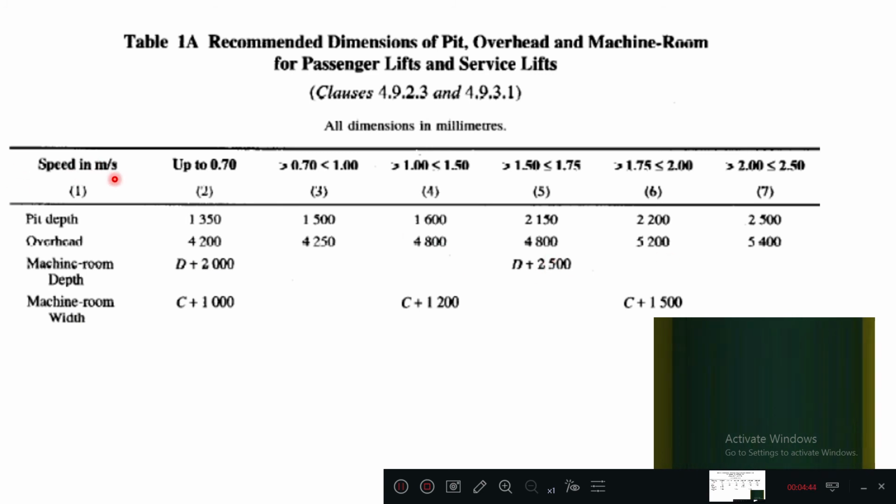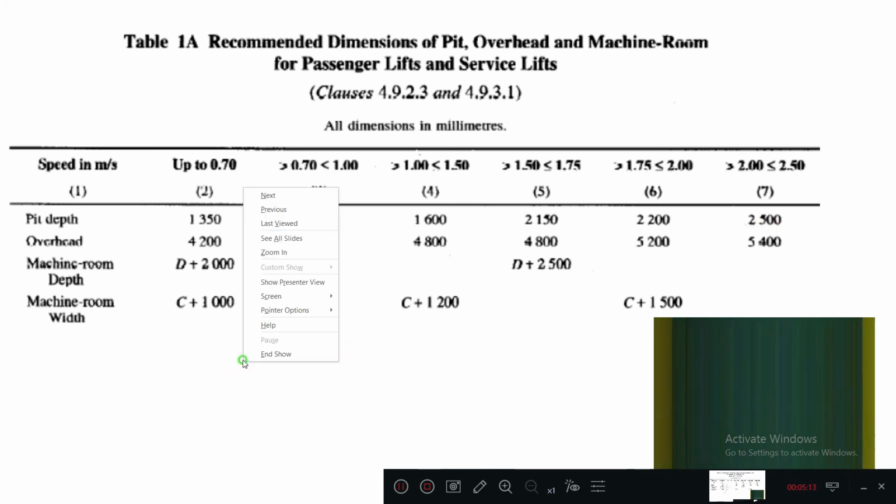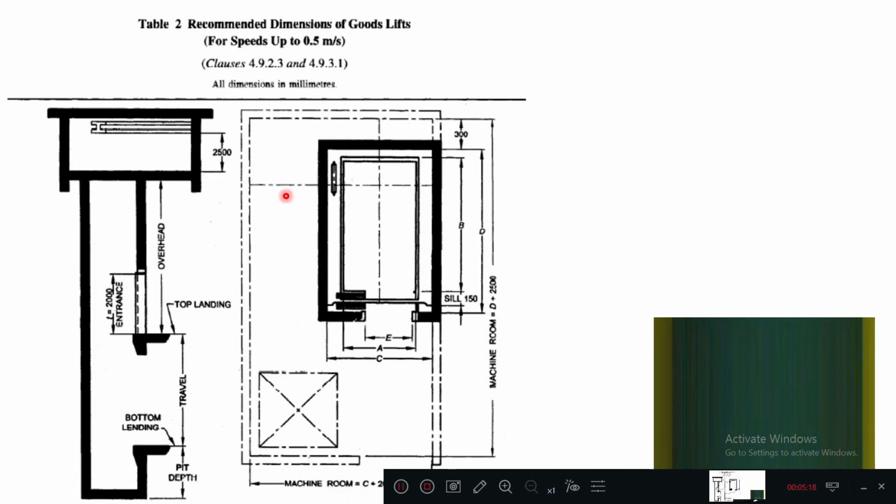If the speed changes: very low speed, less than 0.7; if more, 0.7 to 1; if more, 1.2 to 1.5; if more, 2 to 2.5. So dimensions are also changing. In this table, on one side the variables are pit dimension and machine room dimension, and on the other scale it is the speed of movement of the cab. If the speed increases, dimensions also increase. All are in mm.